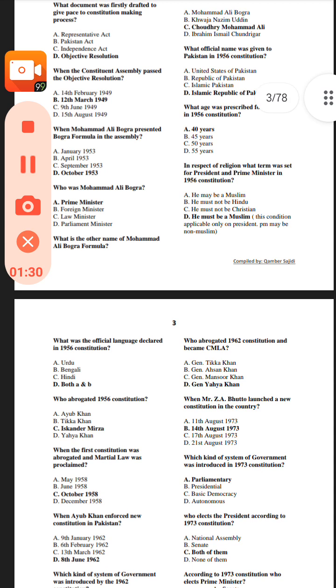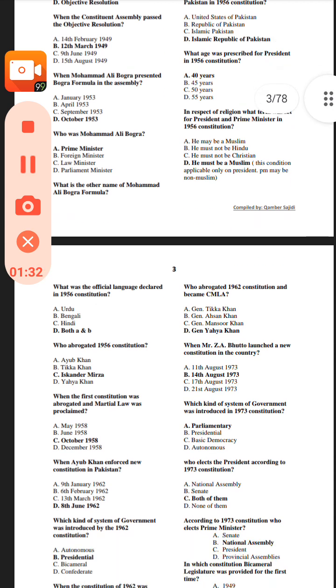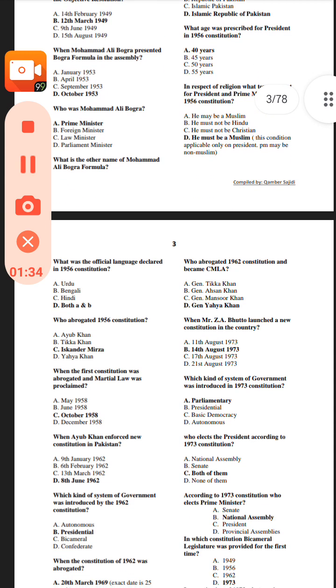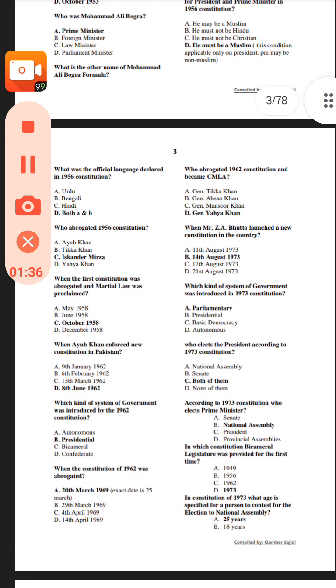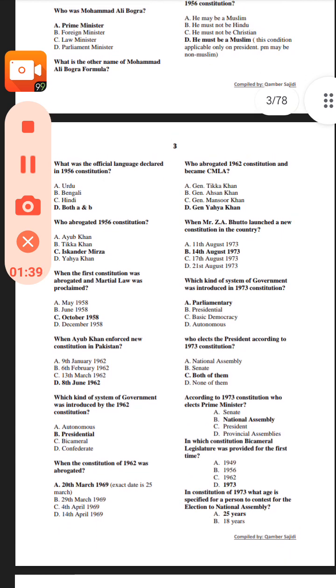Muslim or non-Muslim. What was the official language decided in the 1956 constitution? Urdu and Bengali. Who abrogated the 1956 constitution? Sikandar Mirza. When was the first constitution abrogated and martial law proclaimed? The constitution of 1956 was enforced on 23rd March 1956, abrogated in October 1958.